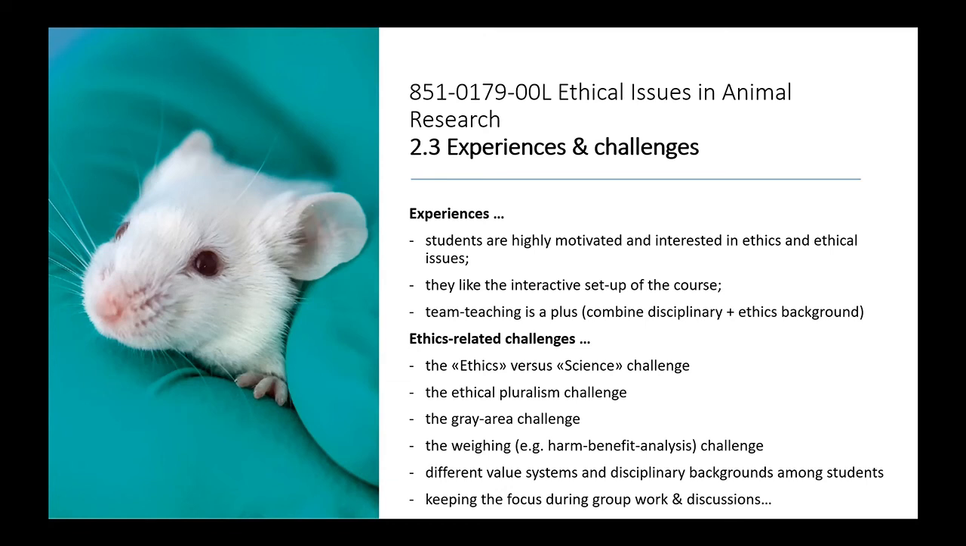Among the students, international students, we have very often different value systems and disciplinary backgrounds. For this course, this is very enriching, but it's a challenge as well, that all can bring in their value system, and we can take the best profit of it, that we have such a diversity. And another aspect, when you have an interactive setup, sometimes it's hard to keep the focus during group work and discussions. It relates to students as well as to the trainer.